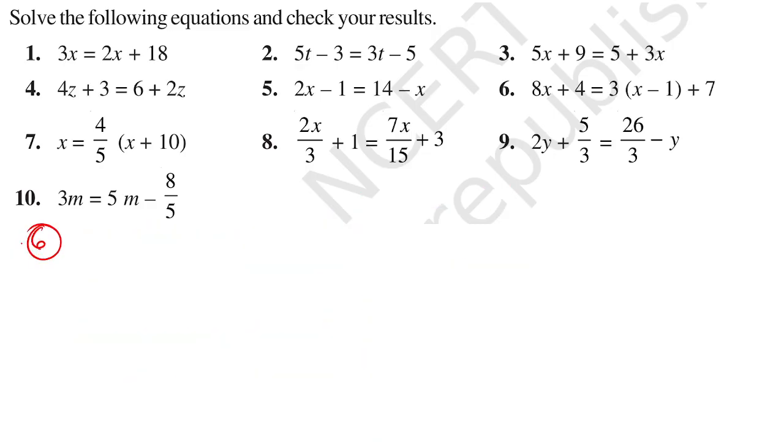So I'm going to discuss the 6th question. 8x plus 4 is equal to 3 into x minus 1 plus 7. We have to find the value of x. So here let me do one simplification.